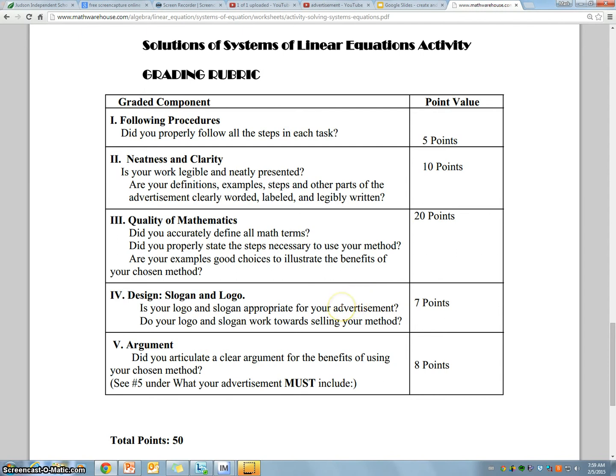Number 4 is your design. This is your creativity part. All right, 7 points here. I want to see a nicely created, polished product. And the last one, argument. 8 points for telling me a good, cogent, logical argument about why your product is the best.